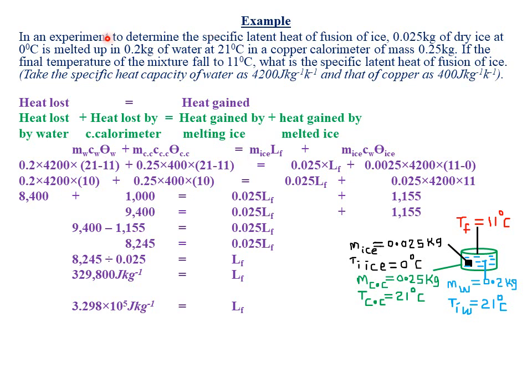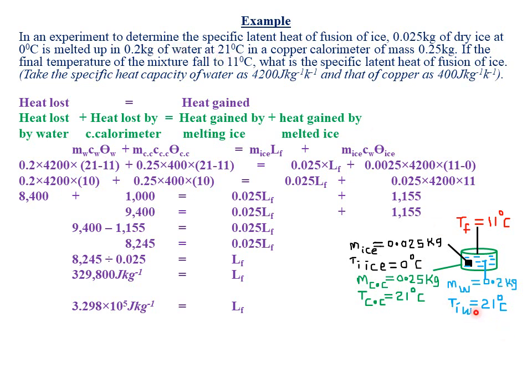So our example reads that in an experiment to determine the specific latent heat of fusion of ice, 0.025 kg of dry ice. So the mass of ice we are given is 0.025 kg at 0 degrees Celsius. So the initial temperature for the ice is 0 degrees Celsius, is melted in 0.2 kg of water. So that is, of course, the mass of water. We are given the mass of water is 0.2 kg at 21 degrees Celsius.